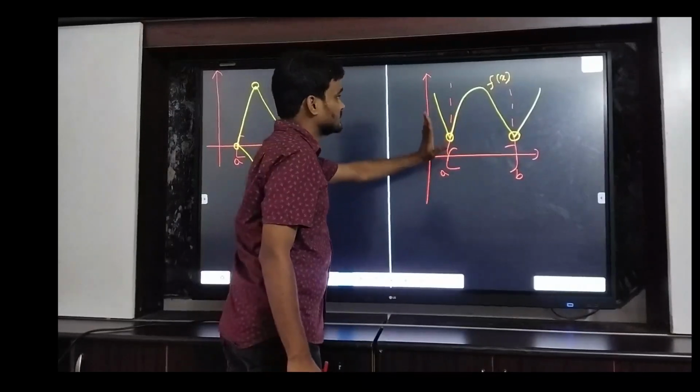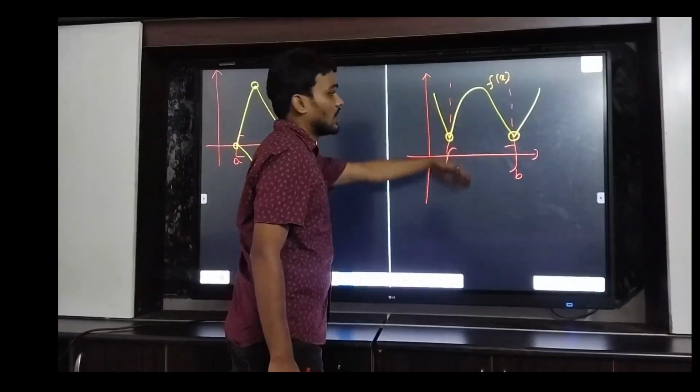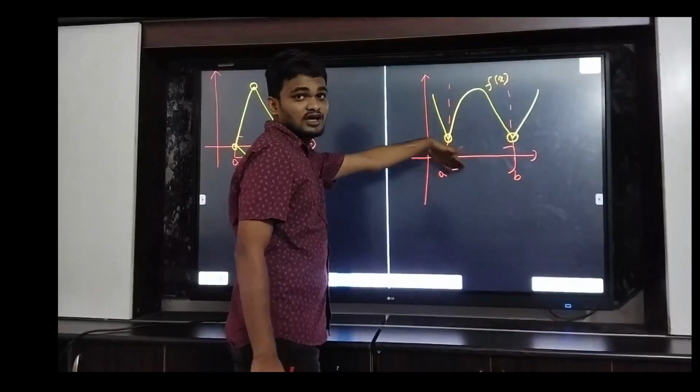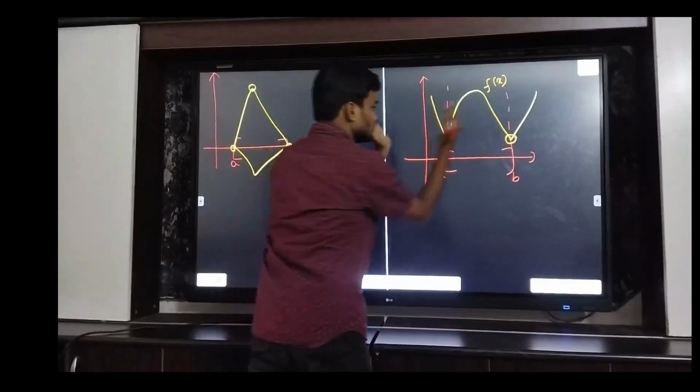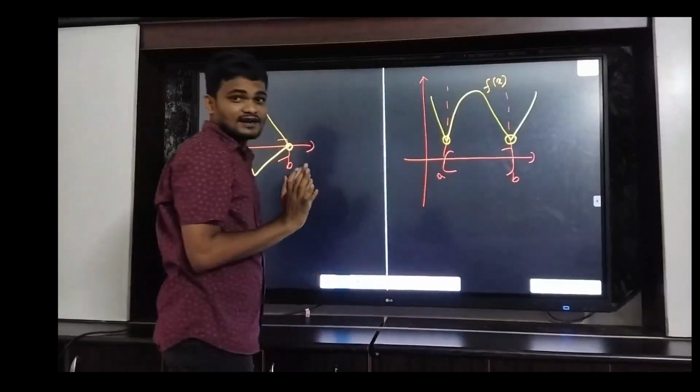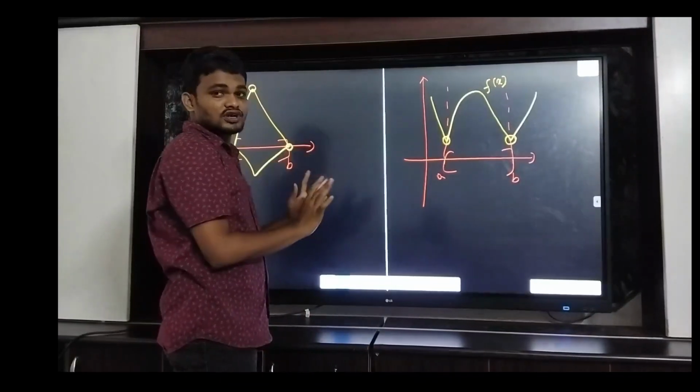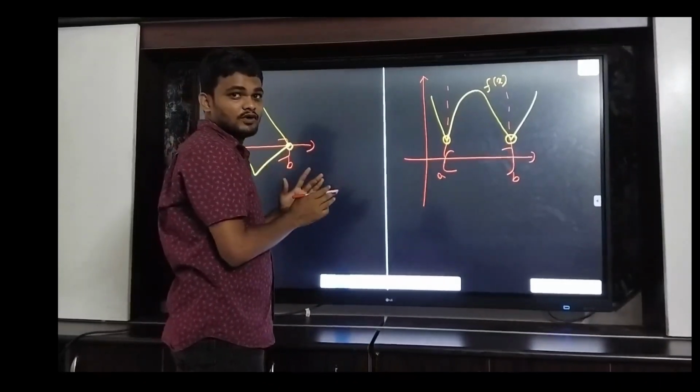But our requirement, the hypothesis of Rolle's theorem, is satisfied. It is differentiable in the open interval (a, b) as well as continuous in the closed interval [a, b]. That is what is needed. So you understand what the second point is talking about.